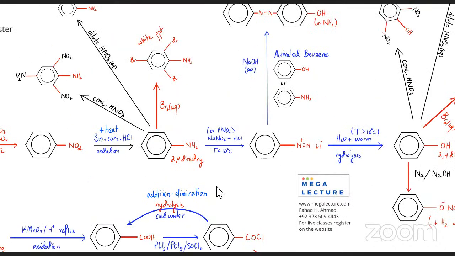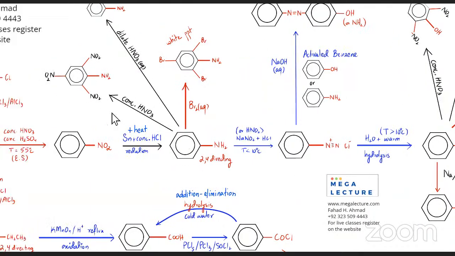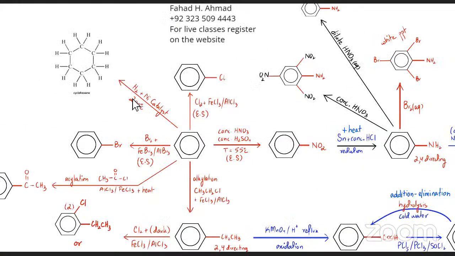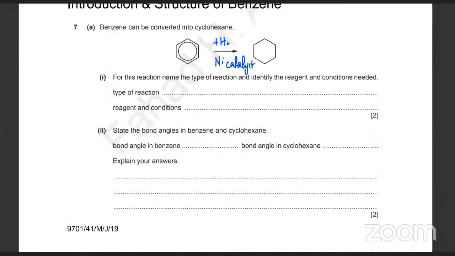So it's simply this reaction: if you have hydrogen and a nickel catalyst and you've got 200 degrees centigrade, it turns into a cycloalkane. Okay, that's the first thing. And the type of reaction is an addition reaction.